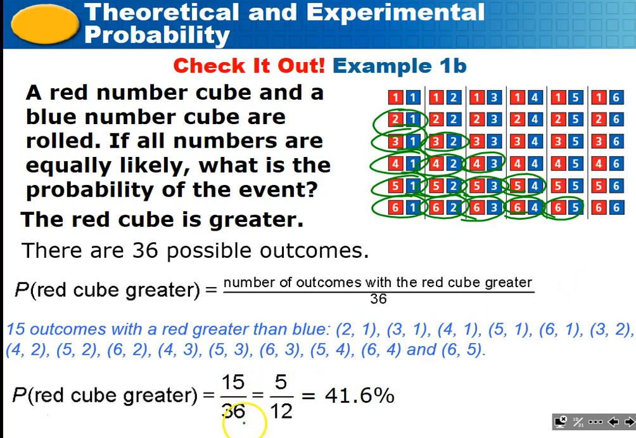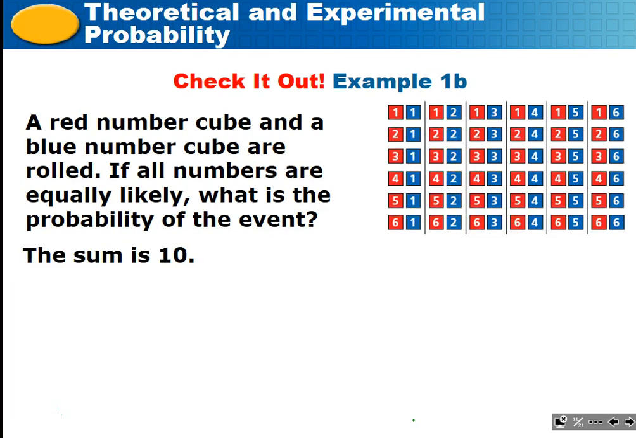So we're going to divide the 15 by the 36. That can be reduced by 3. So that's 5 over 12. And remember, anytime we write the answers to these, we want to make sure that we reduce our fractions. And then if we divide 5 by 12, we get 0.416. Move that decimal place 2 places to the right, and we get 41.6%.